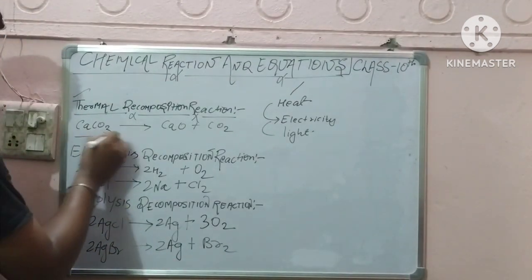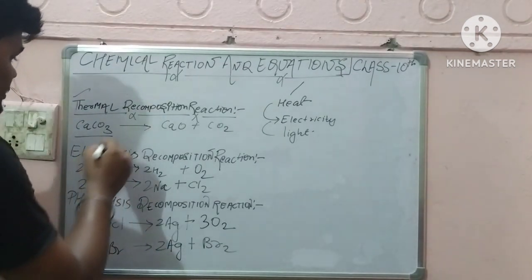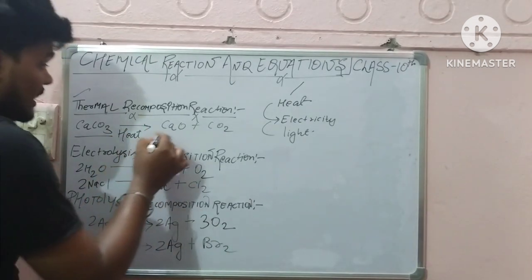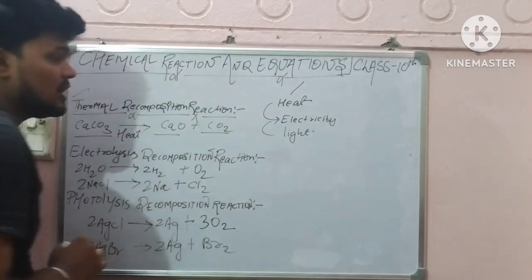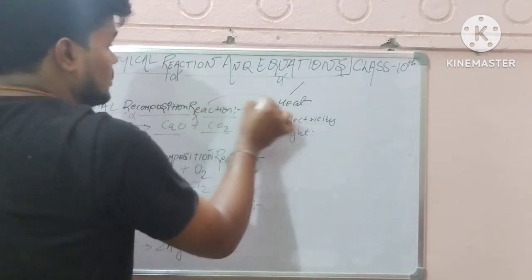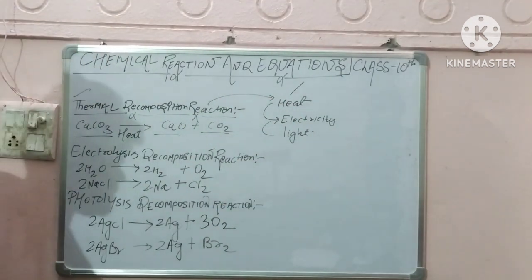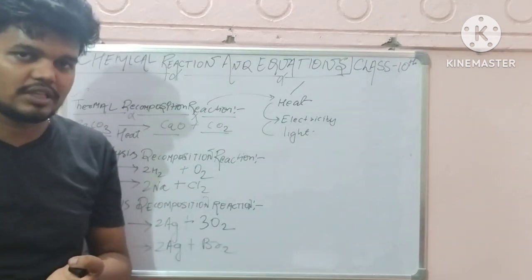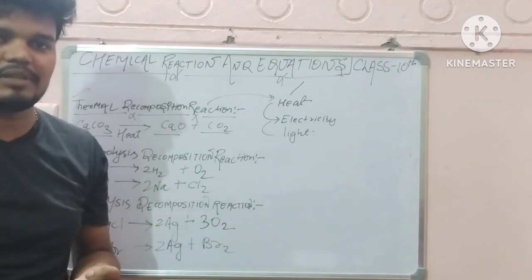Suppose you take calcium carbonate. You give heat, it will break into calcium oxide plus carbon dioxide. So first, thermal decomposition is based on heat. Because any substance does not break down like that unless you provide some energy to it.